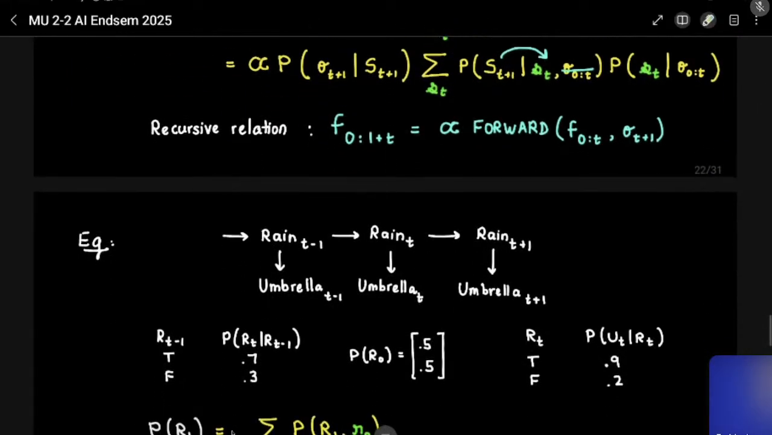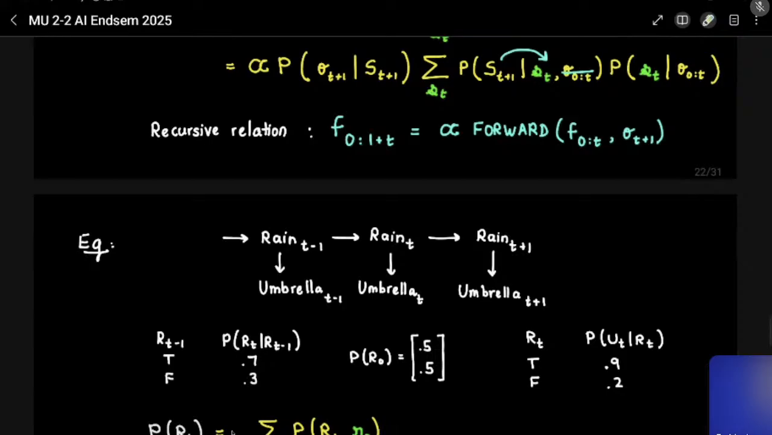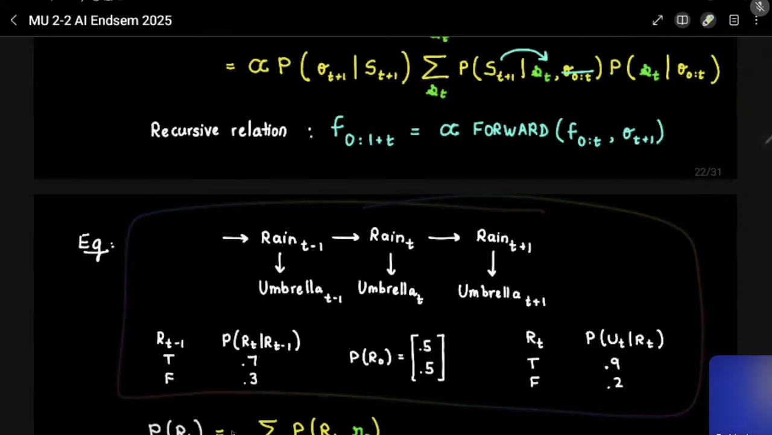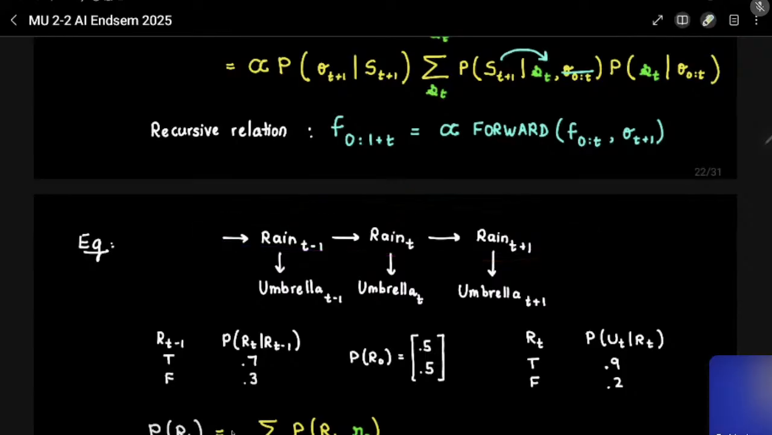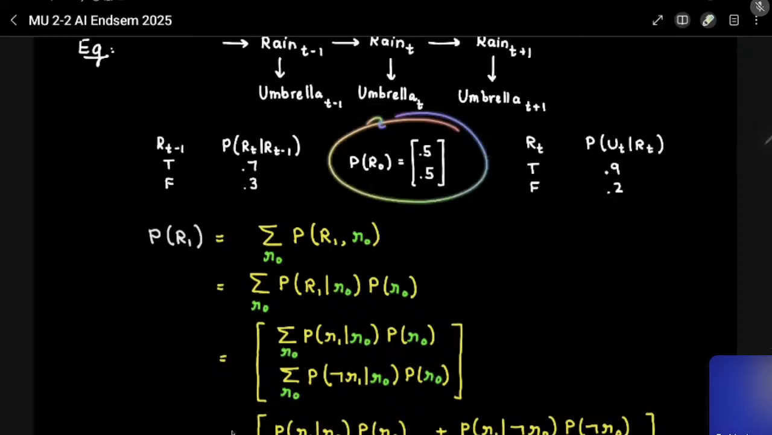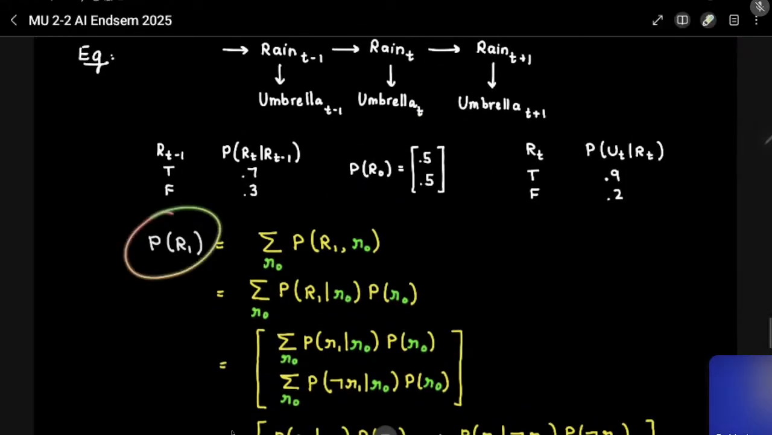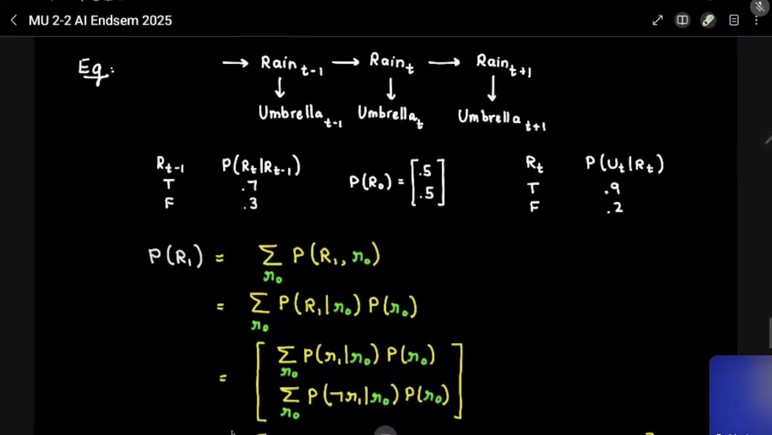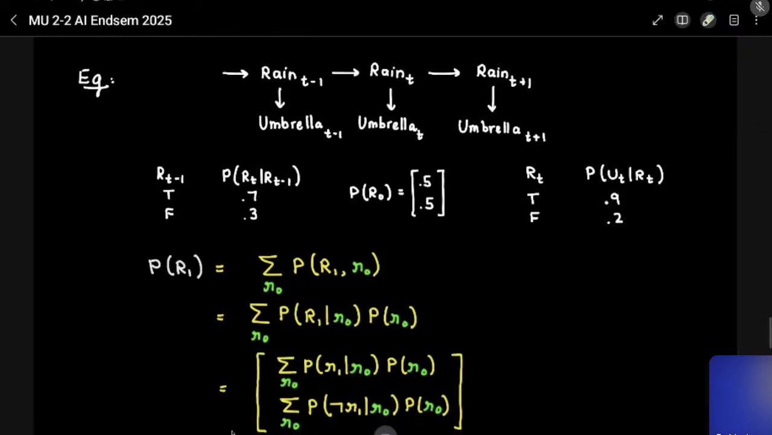Now we'll look at one question. This is one HMM. You have a sequence of hidden states, you have a sequence of observations, you have something similar to the transition probabilities matrix, you have your emission probabilities, and then you have the initial probability. So let's say someone's asking you to find the probability of R1. Again, R1 is a random variable, so you will get a vector of probabilities.